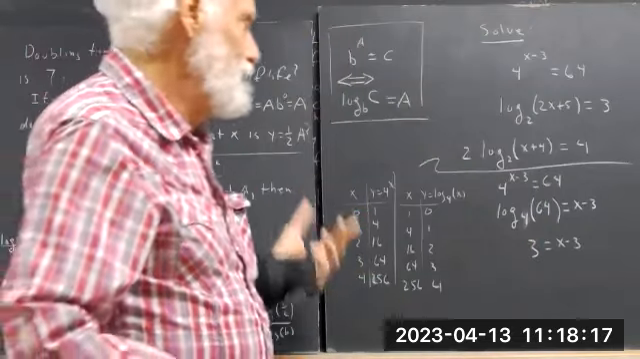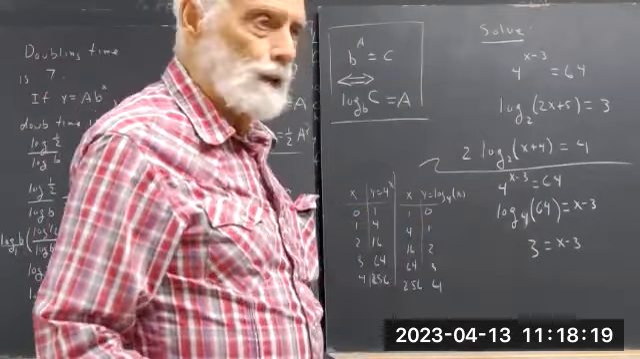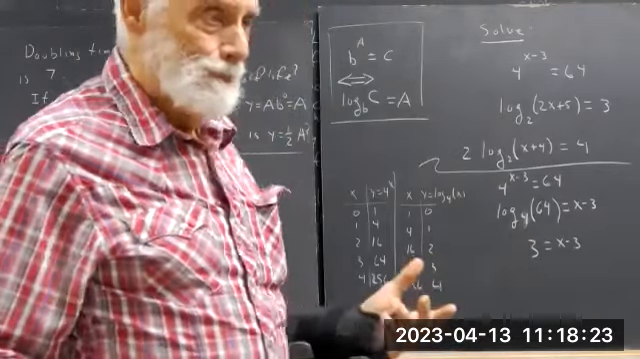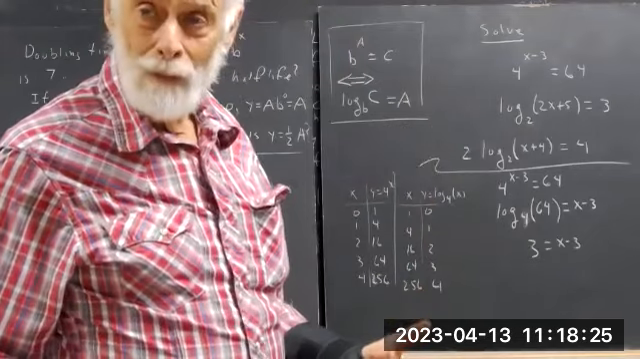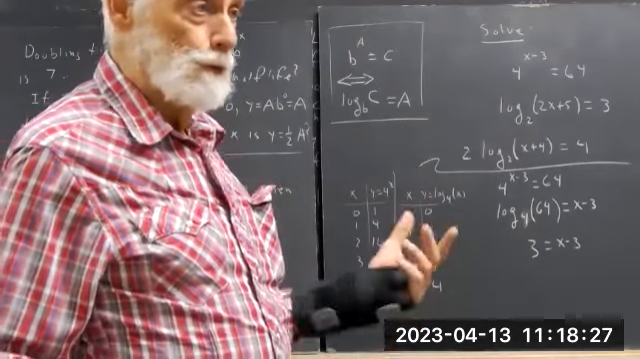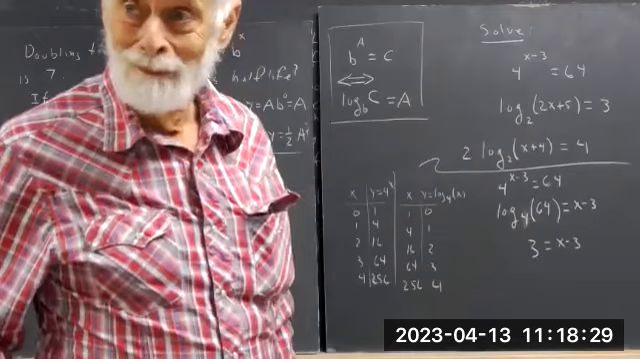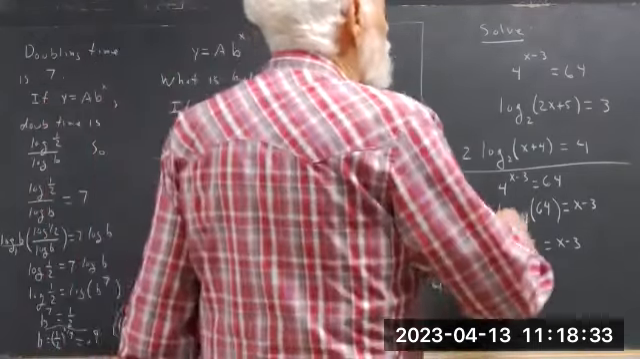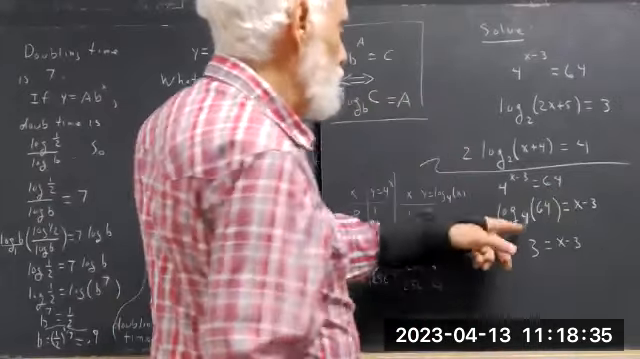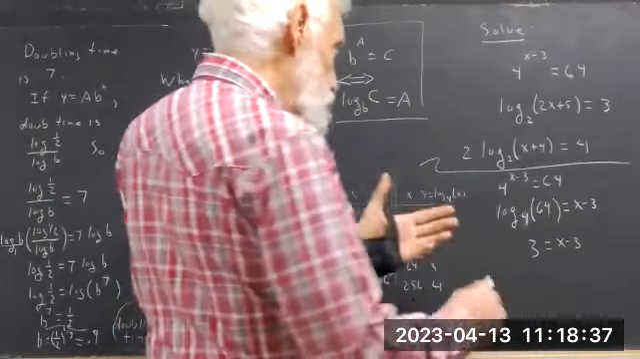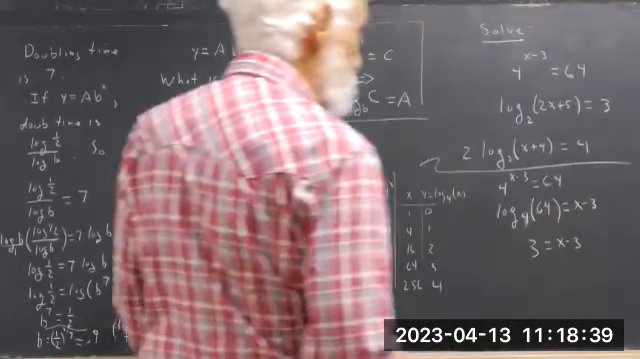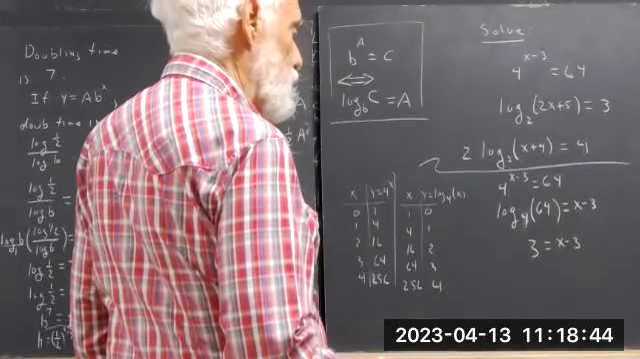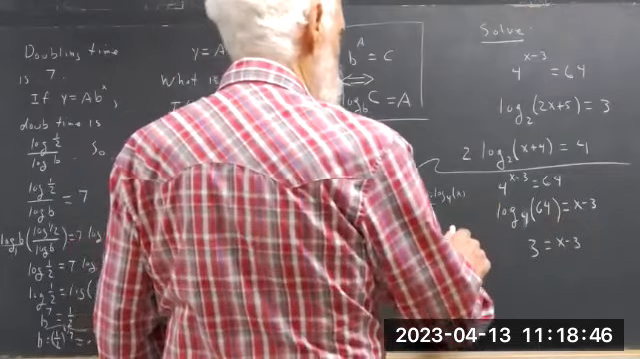Now, if it was 7 to the x minus 3 equals 343, you wouldn't necessarily know that 343 is a power of 7. But for smaller numbers, you can often do this. Anyhow, whether you do this or not, you get 3 equals x minus 3. You might have an intermediate step.